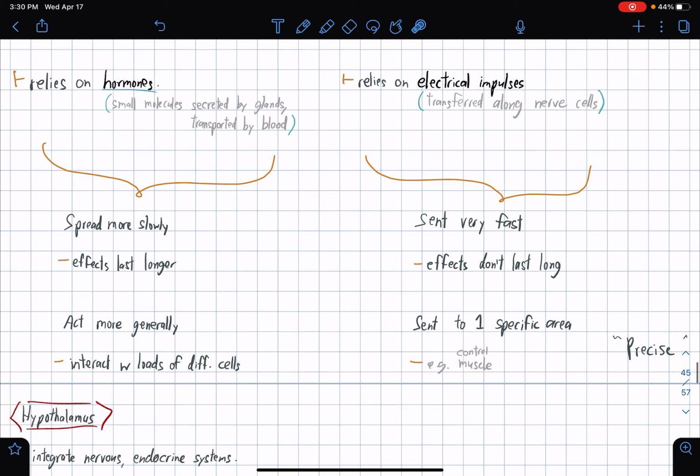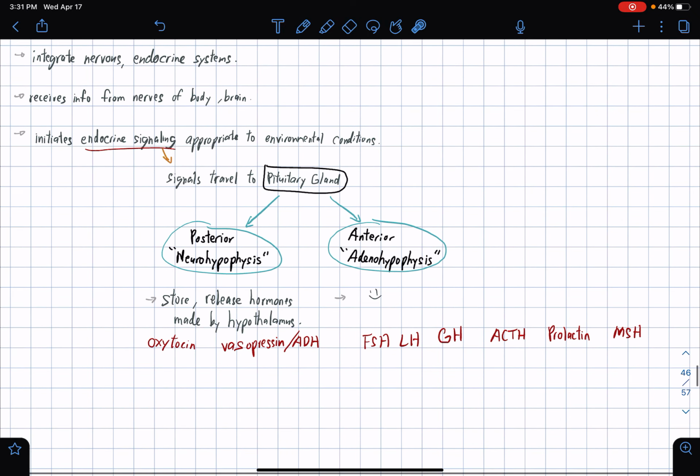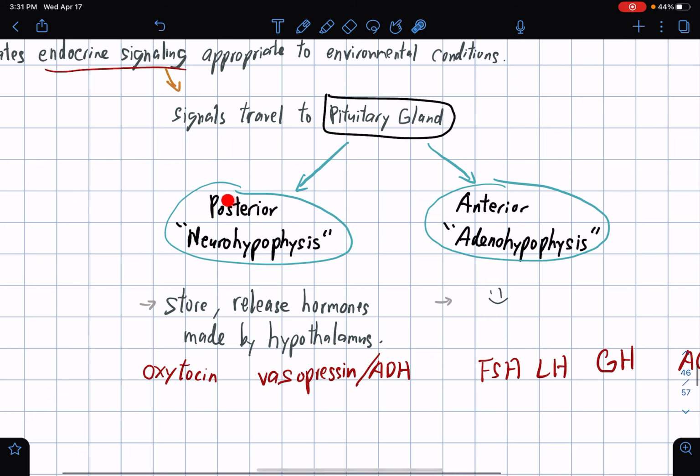I think that was mentioned in this picture. Whatever those long words are. The posterior is described as store and release of hormones made by the hypothalamus. For instance, oxytocin and vasopressin, as well as ADH or antidiuretic hormone.